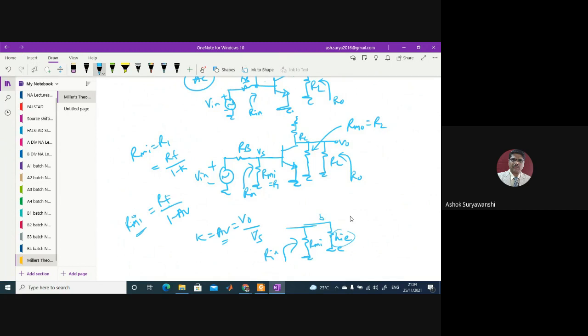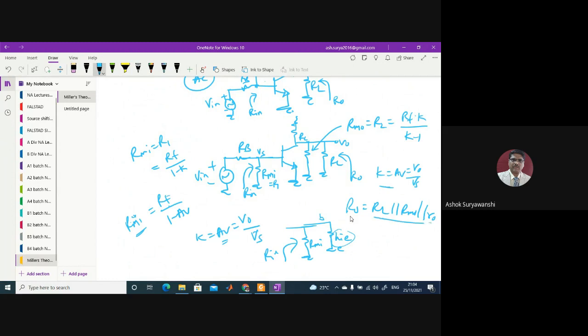Similarly, for the output, RMO or R2 equals RF into K upon K minus 1, where K is AV, equal to V0 upon Vs, or whatever it is. So like this we can split, and now we can find R0 from this side. R0 will be equal to RL parallel to RMO and parallel to the output resistance of the transistor, that is r0. Like that we can simplify.